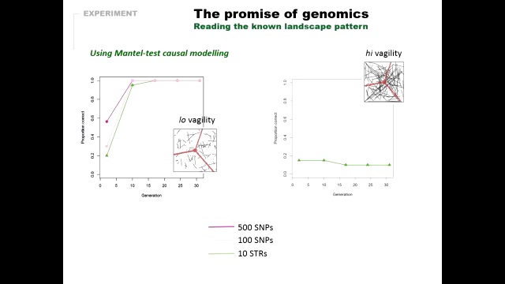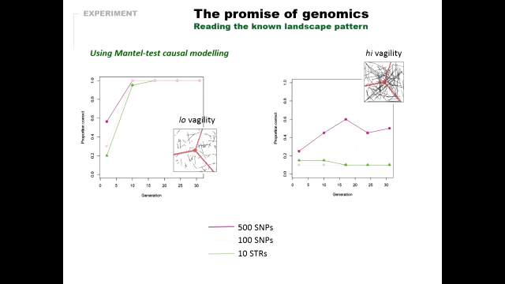However, under high vigility cases, here we have 10 microsatellite loci, and again, these simulated animals are just smoking across that barrier. So 10 microsatellite loci don't do very well. We're getting about a 20% success rate across all generations. That means about 2 out of 10 times we're reading the landscape signal correctly. If we add 100 SNPs, we don't do much better. And if we add 500 SNPs, we improve it quite a bit, but we're still getting about a 50% success rate.